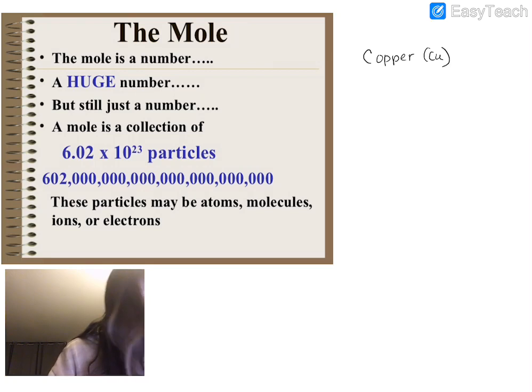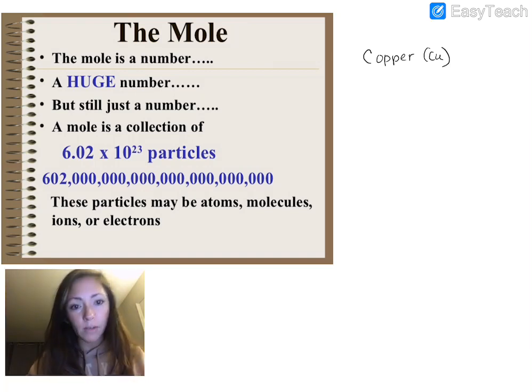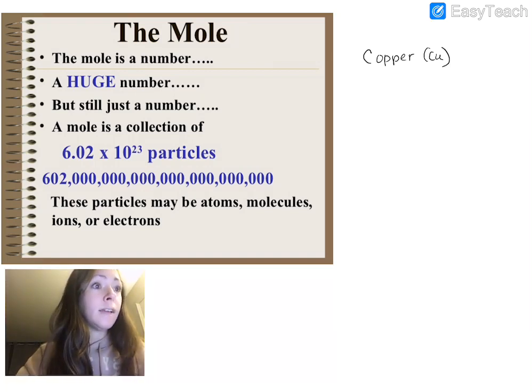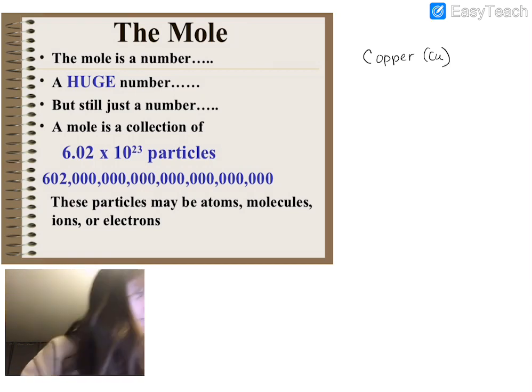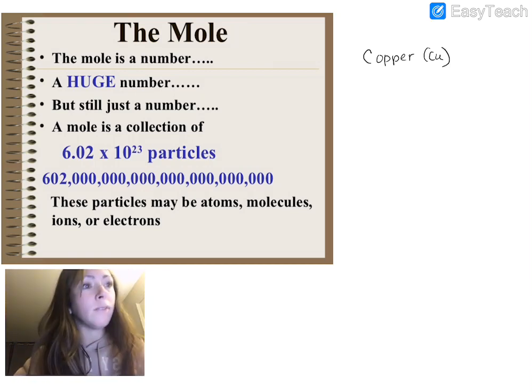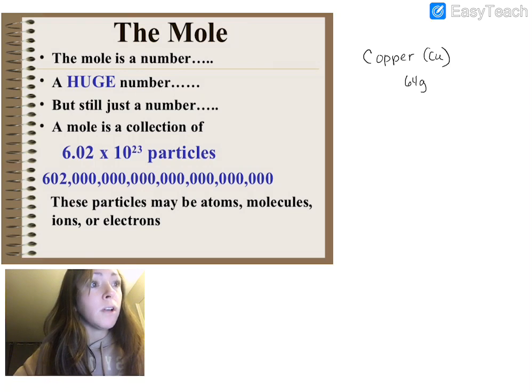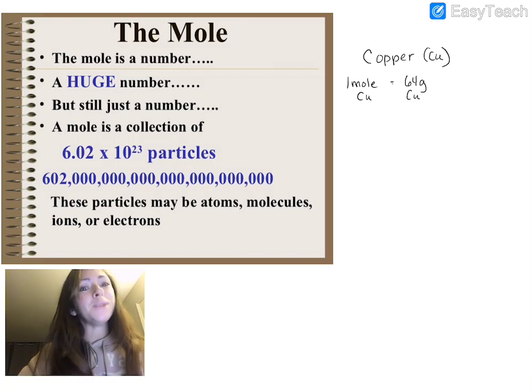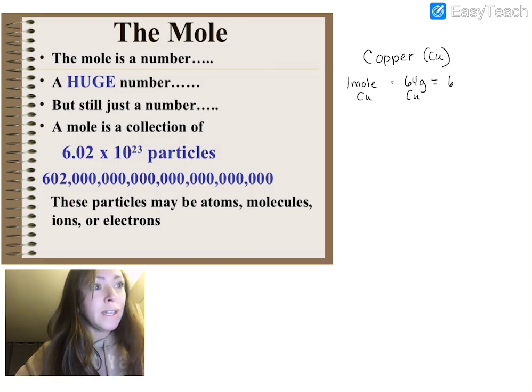All right, so copper has a rounded average atomic mass. So if I look at the periodic table, it has an average atomic mass of 63.546, but I can round that. This is 64. So 1 mole of copper is equal to 64 grams of copper, which is equal to 6.02 times 10 to the 23rd atoms of copper, or particles of copper.